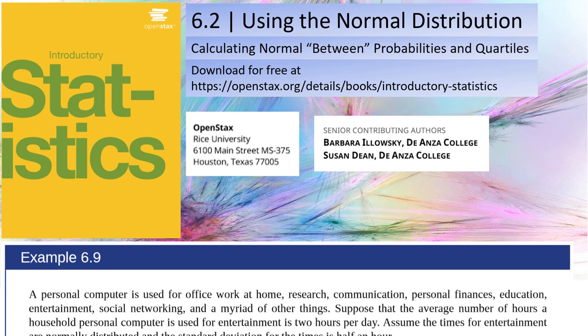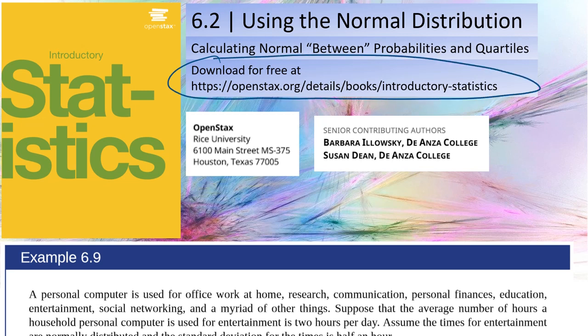In this video, I'm going to be discussing how to calculate probabilities from a normal distribution when you're trying to find the probability between two numbers. Additionally, I'm going to be talking about how to calculate quartiles. And I will be doing this in Excel, although you could be using a graphing calculator. If you go to the textbook online, they'll show you the steps for the graphing calculator. It's very similar. But this example is coming from this Introductory Statistics OpenStax textbook, which is available for free online.